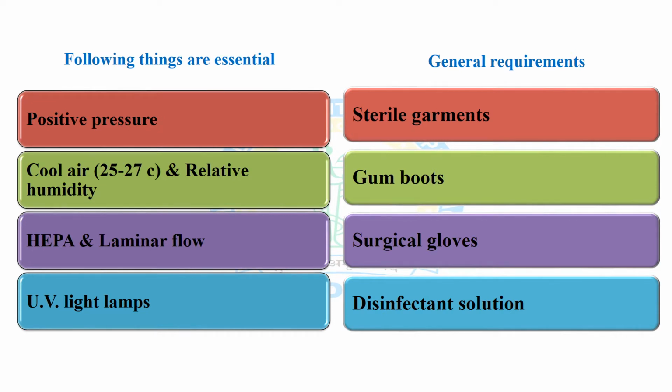Now, here are some goals to achieve the standard of an aseptic environment. These are the following: positive pressure, cool air and relative humidity, HEPA and laminar flow, UV light lamps. General requirements are sterile garments, gumboots, surgical gloves, disinfectant solutions. So these are the basic essentials for an aseptic area.